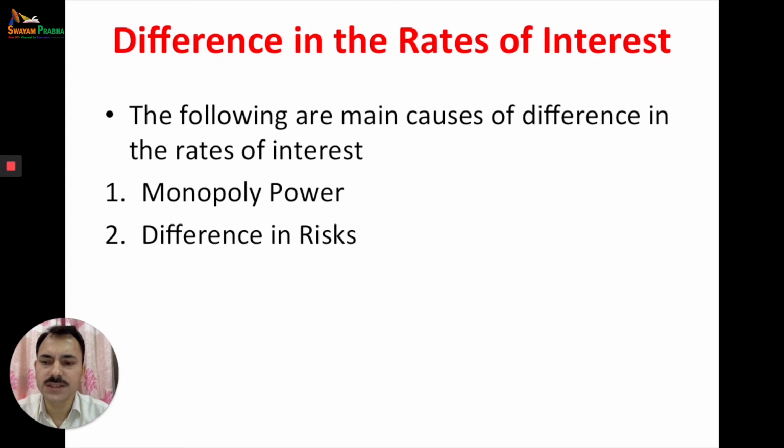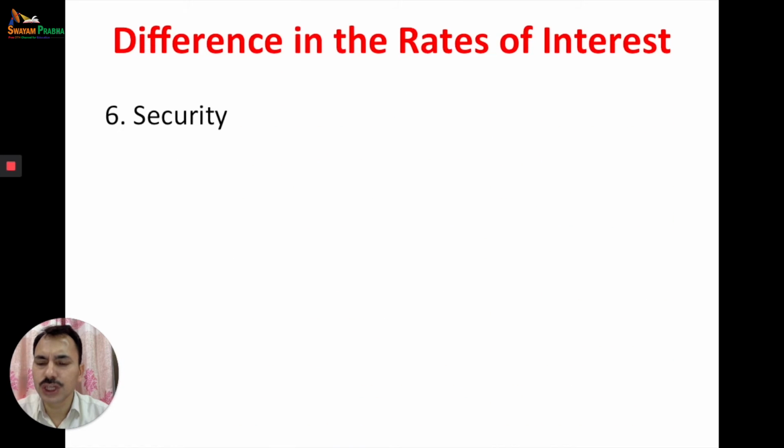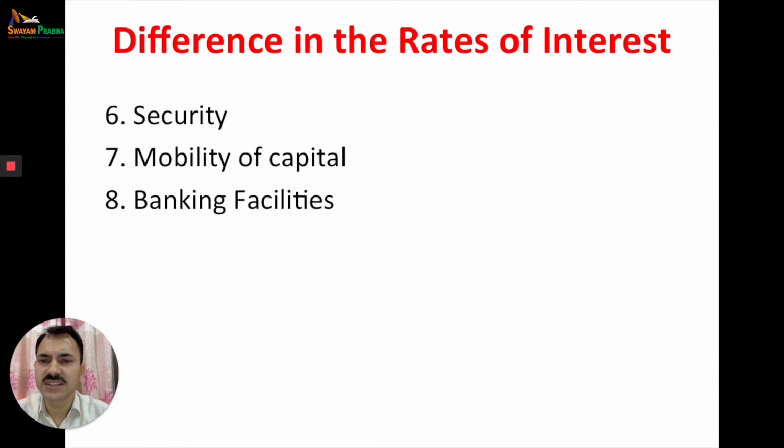Second, difference in risk. Sometimes there is more risk, which means more reward we have to pay, for a long period or maybe a short period. There are a lot of differences in the risk. That's why it creates a difference in the rates of interest. Third reason for the difference in rate of interest is called inconvenience. Fourth may be management. Fifth, the period of loan. Sixth can be security and mobility of the factor of capital, banking facilities, etc. But these are not our concern.